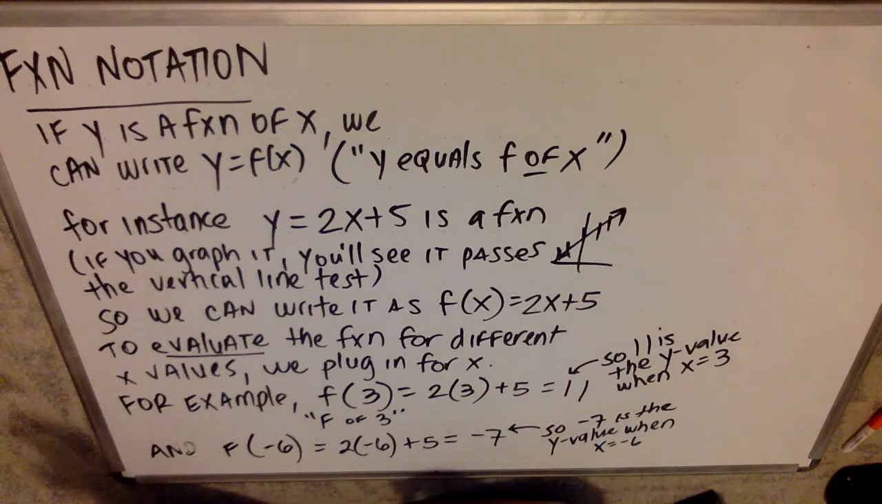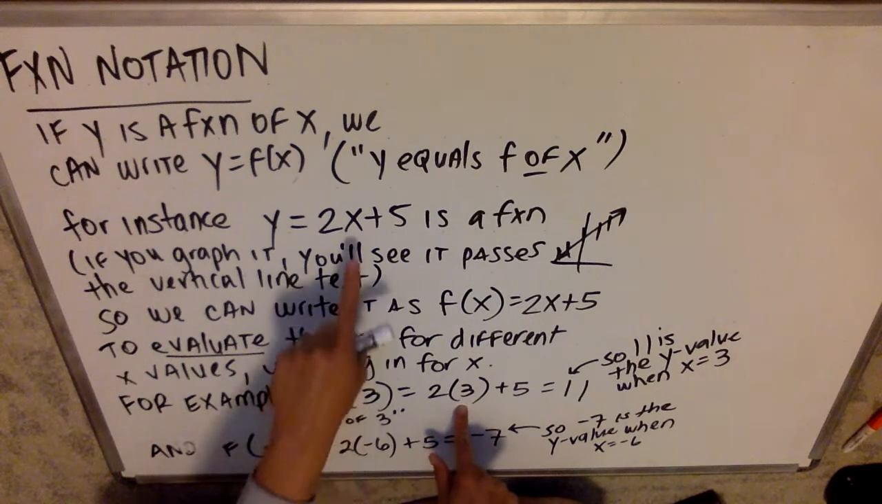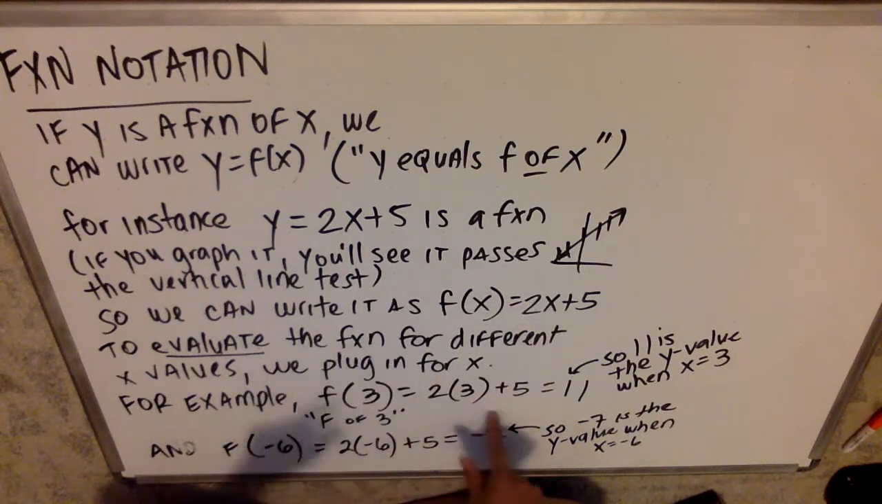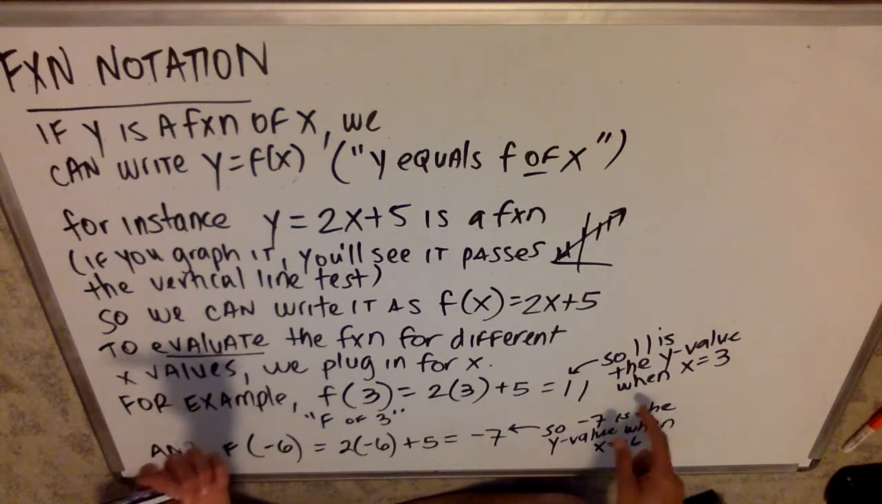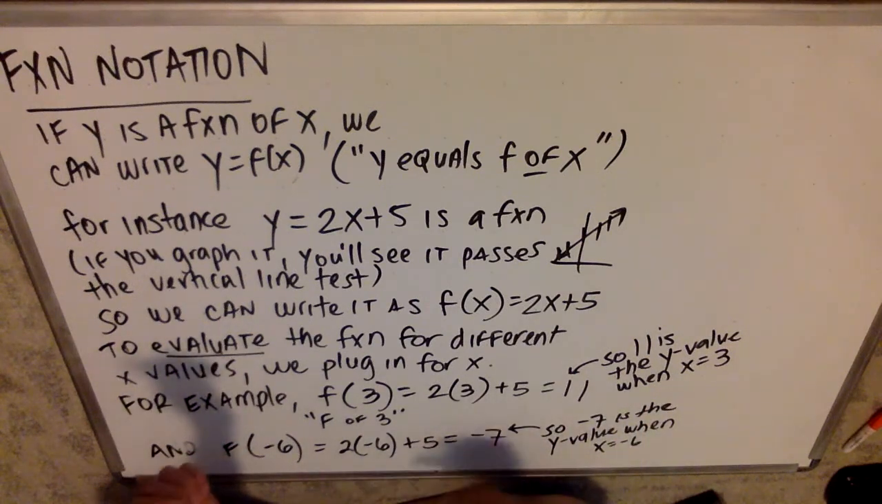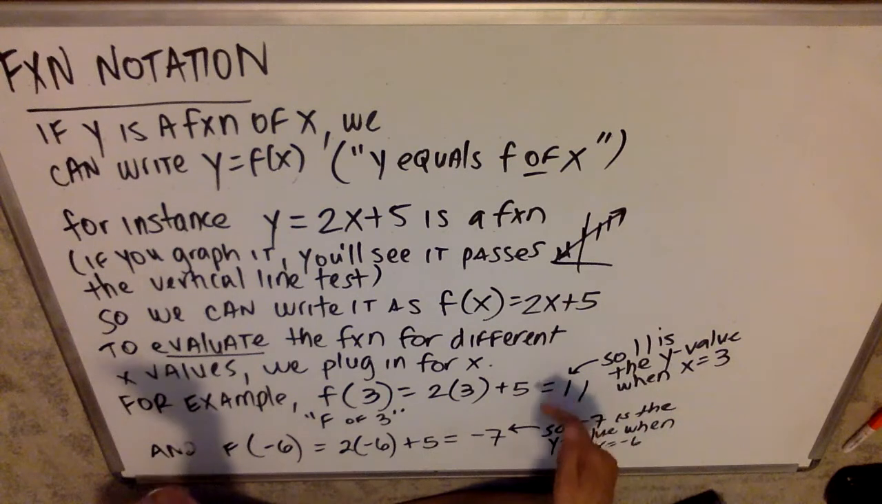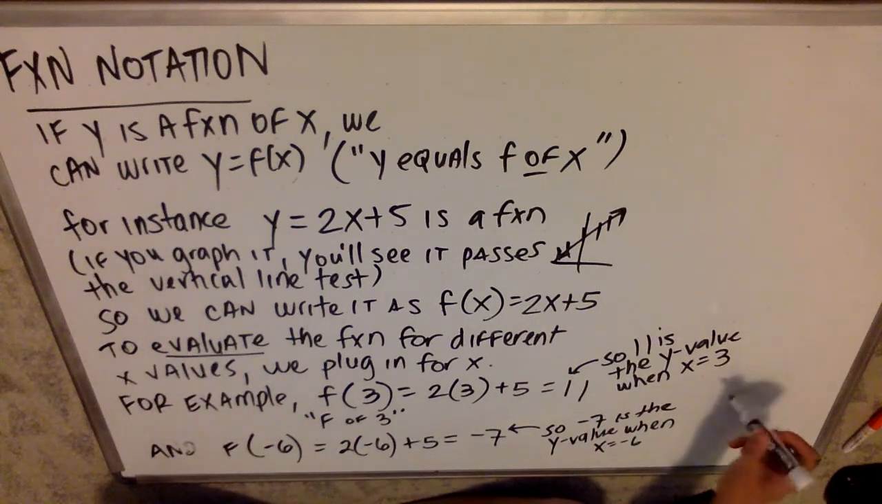To evaluate a function for different x values, we plug in for x. So for example, f of 3, and that's how we read this, is f of 3, not f3, not 3 times f. That's not what this means. It means f of 3. f of 3 is 2 times 3, which would take the place of the x that was in here, plus 5, which is going to be an 11. So what that means is that the y value of this function at x equals 3 is an 11. So essentially it's the point 3 comma 11, if that makes it easier to picture.